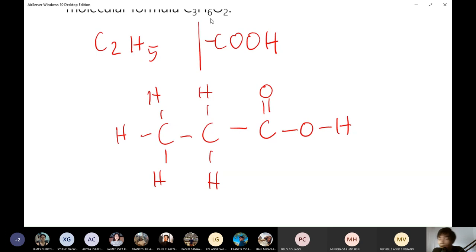Ano uli ginagawa? I-pull out mo na yung functional group from the formula. Kailangan kabisado nyo yung ito. I-pull out nyo na yan. Tapos yung natira, doon ka gumawa ng skeleton. Doon ka gumawa ng backbone. Idugtong mo na lang yung R group mo. Okay, so ganun lang.